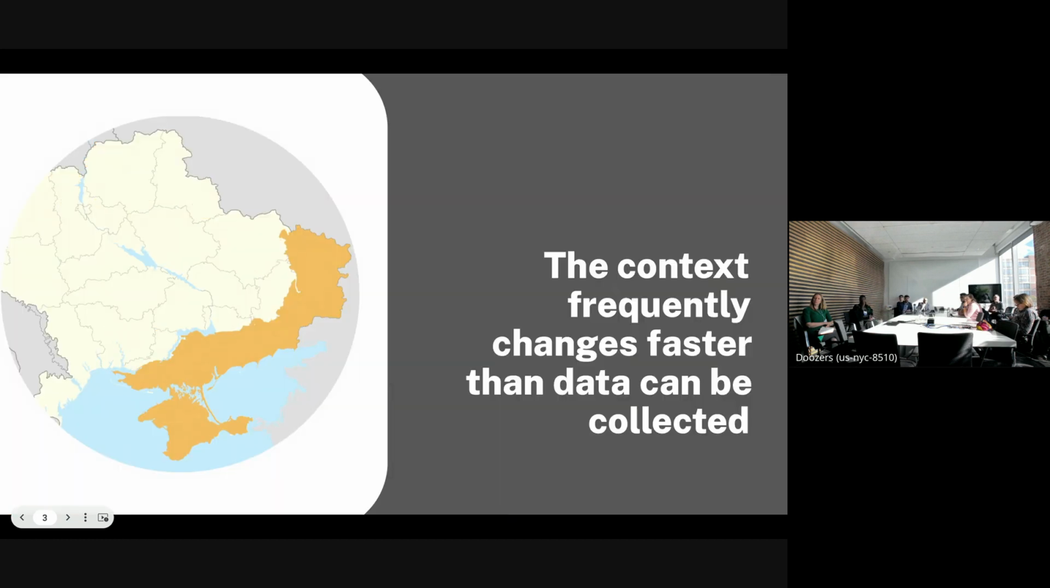Another piece that I heard earlier was that the context frequently changes faster than the data can be collected, right? In non-permissive environments or in conflict settings, right? The lines of the battles are shifting. The needs of the people, right, are changing from day to day. Displacement movements, right? They're all dynamic. And sometimes when we try to run nationally driven field data collection efforts, by the time we get the data, right, the context has changed.